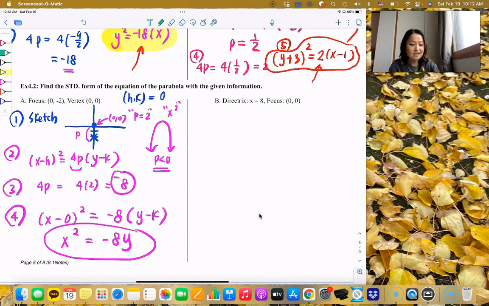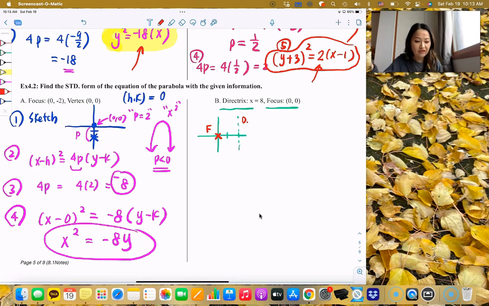Different information: x equals positive 8, and focus is (0, 0). Oh, this is so tricky. Well, let's start with sketching. X equals negative 8, x equals positive 8. That's my directrix, that's 4, and my focus is (0, 0). My focus is here, my directrix is here. That means, you guys, that my vertex is somewhere between, and I think all of us are clever enough.